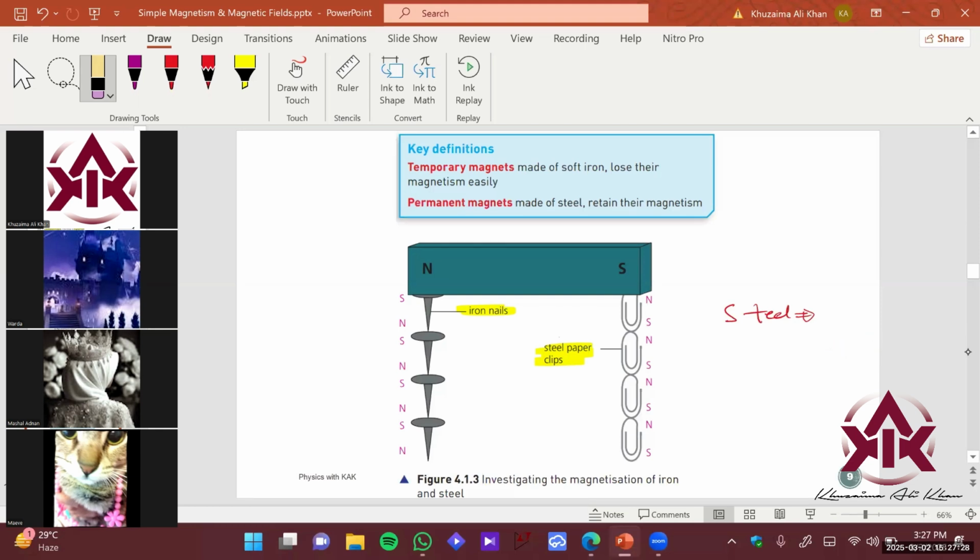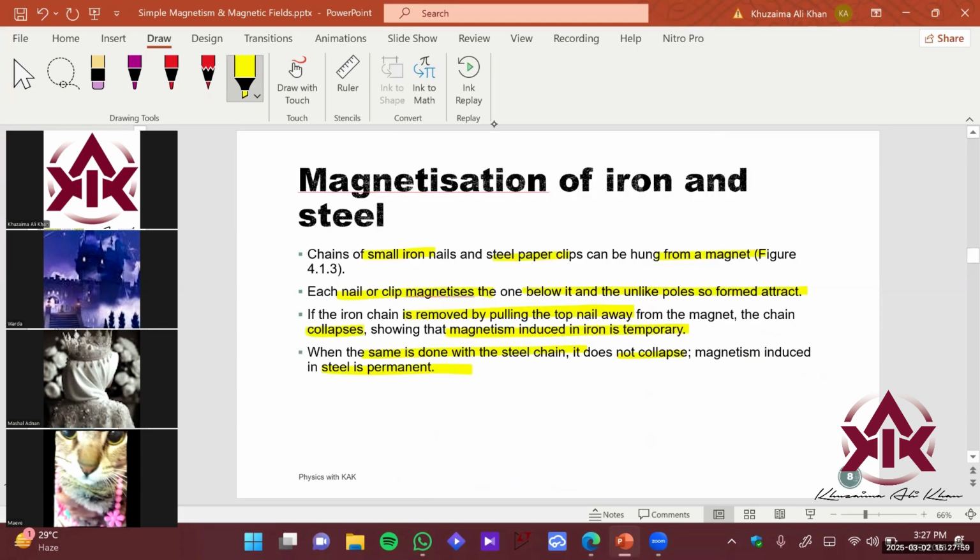So a type of material which can become a magnet permanently is called a ferromagnetic material, which property we learned at the start of the lecture. We also give it other names: temporary magnets and permanent magnets. Temporary magnets are made up of soft iron; they lose their magnetism easily. However, permanent magnets are made up of steel. They can retain their magnetism. So this is how you define the two types here.